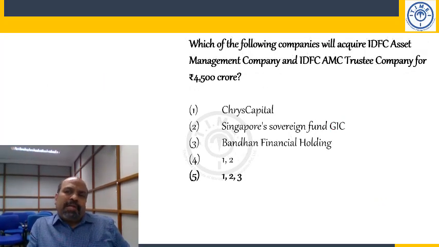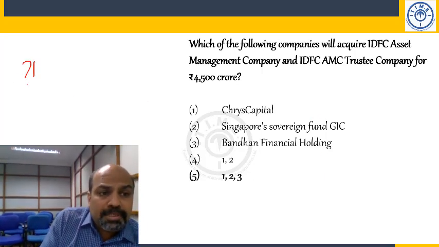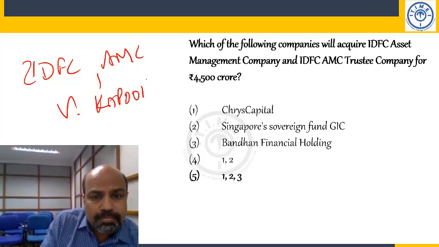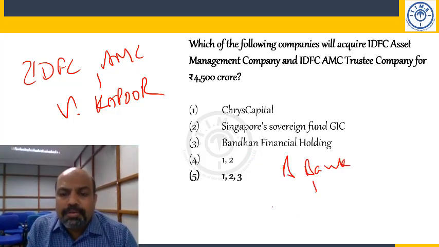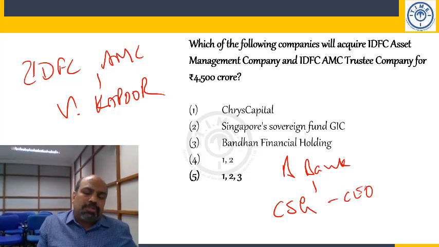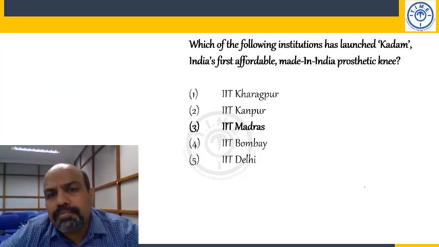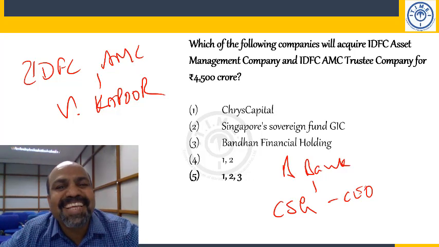Which of the following companies will acquire IDFC Asset Management Company and IDFC Asset Management Trustee Company worth 4,500 crore? All of them. IDFC AMC is run by Vishal Kapoor. Bandhan Bank, you have heard of Bandhan Bank? It's run by CEO Chandra Shekhar Ghosh. AMC, if you don't know, is asset management company. Simply put, mutual fund.